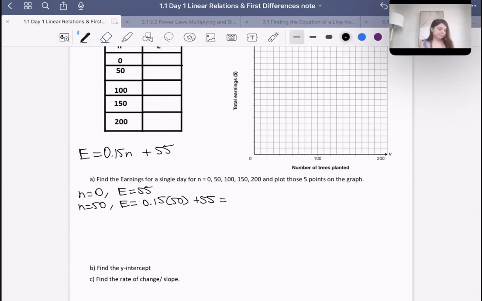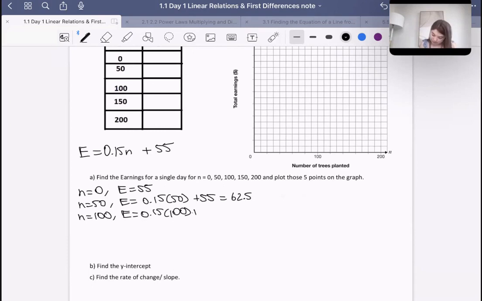Let's see here. 0.15 times 50, which is 7.5, plus 55 is 62.5. Good. And then we have n equals 100, so that's going to be e equals 0.15, so 15 cents times 100 trees that she's planted, plus 55 is going to equal, let's see, 15 plus 55, which is $70.